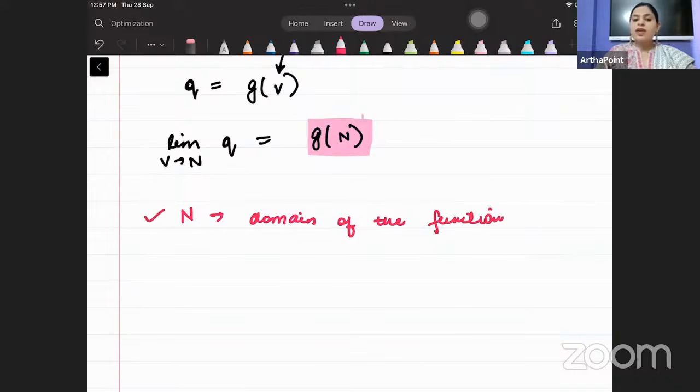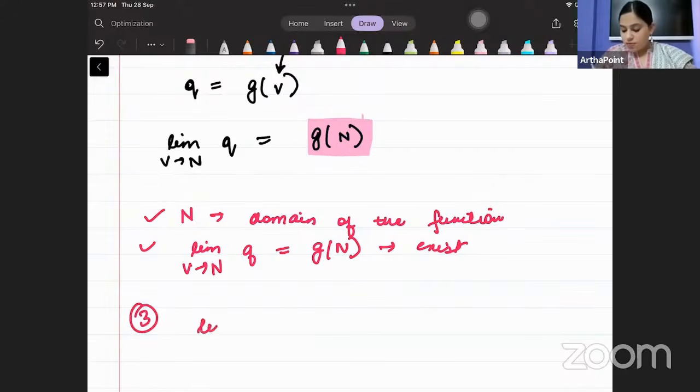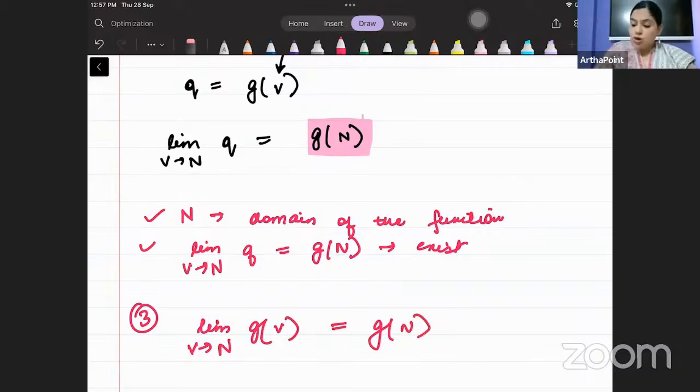ये पहली चीज है. Secondly, the function must have a limit. मतलब कि when limit v tends to n q करे, जो हमारा g of n आ रहा है, it must exist. So the limit must exist. And third, बेटा जो हम limit निकालते हैं, this limit must be equal to the value. जो हम जब v की value n की जगह put करते हैं, the limit must be equal to the value. So there are three things that must be satisfied.